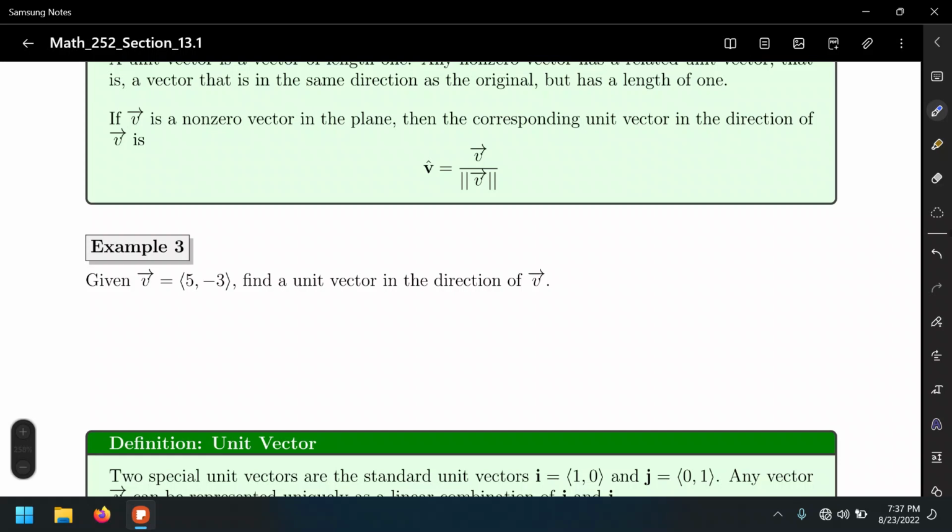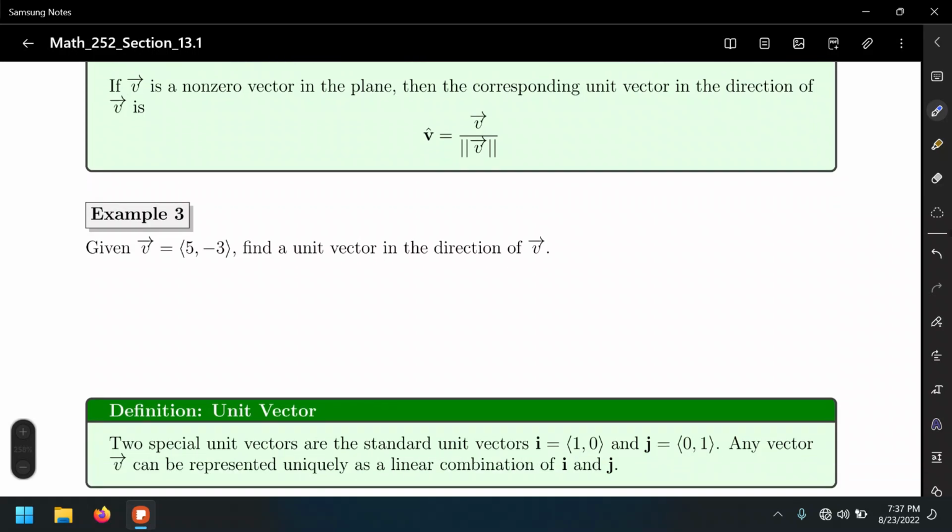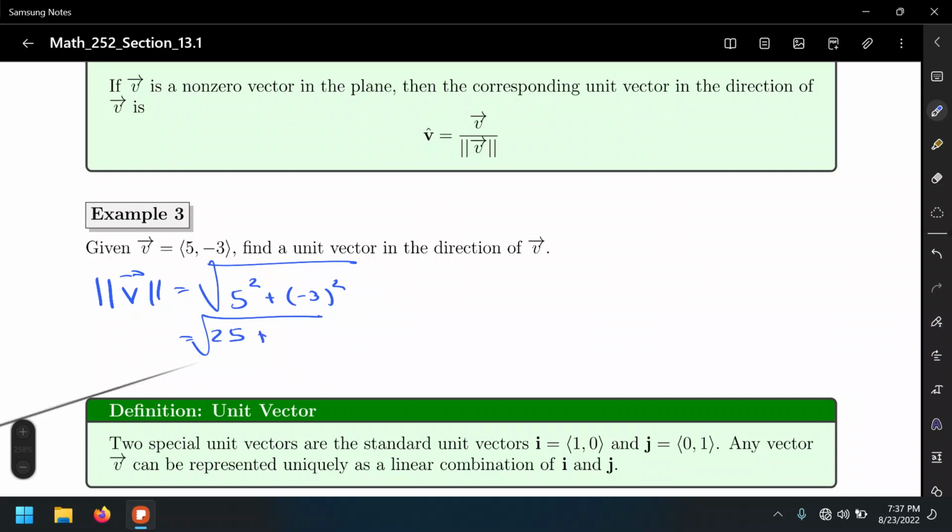Okay, so given the vector v equals 5 comma negative 3, find a unit vector in the direction of v. So number 1, to find the unit vector, we need to find its magnitude. That's the square root of 5 squared plus negative 3 quantity squared. That's going to be the square root of 25 plus 9, which is 34, right? The square root of 34.